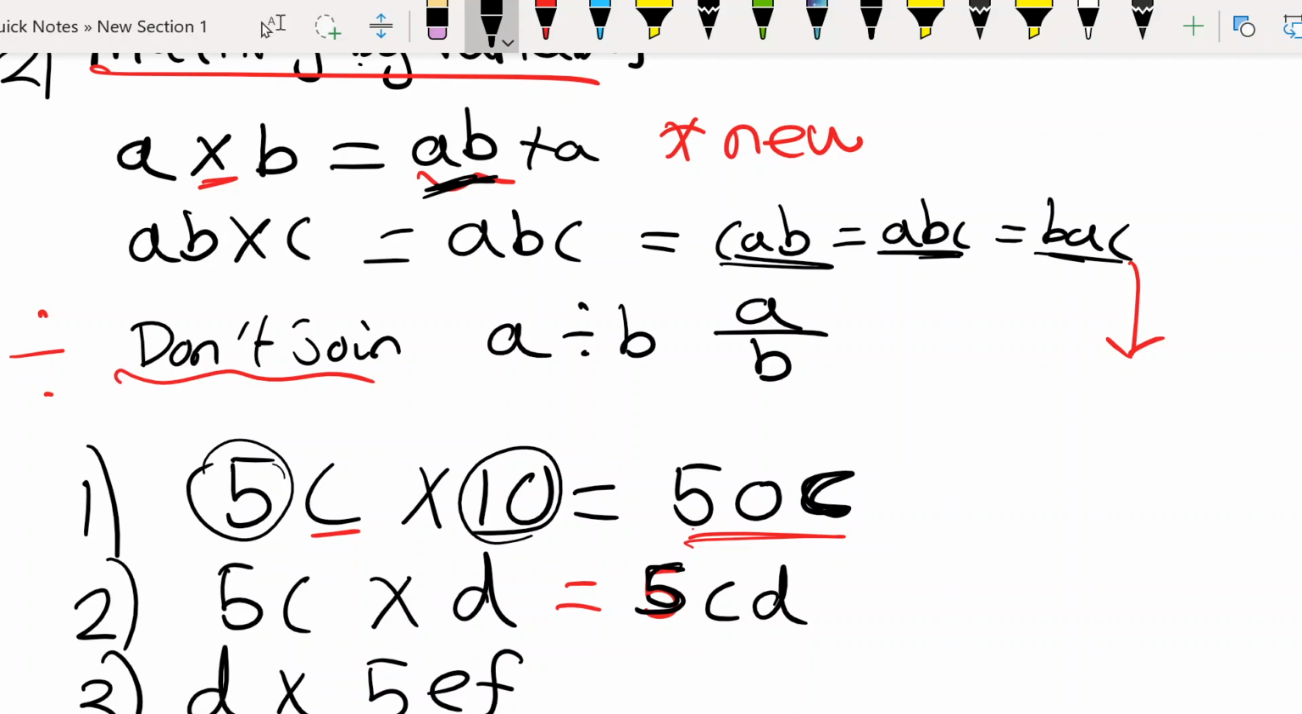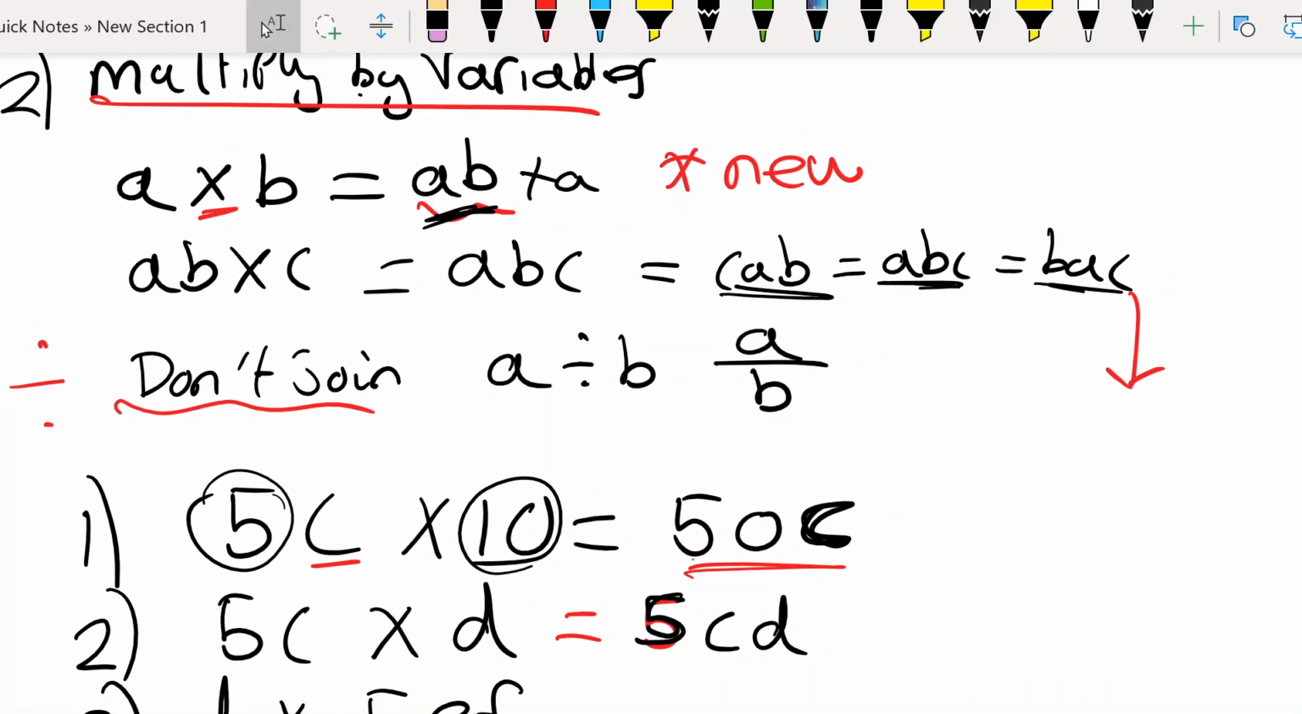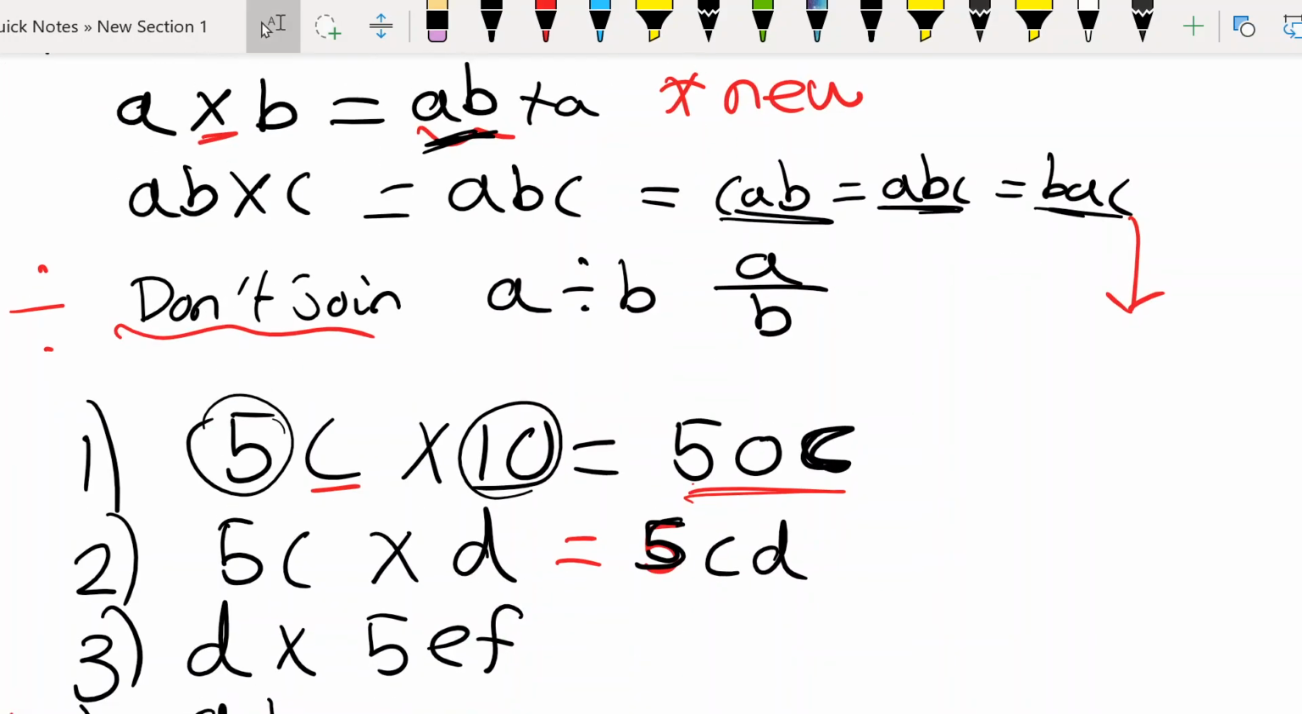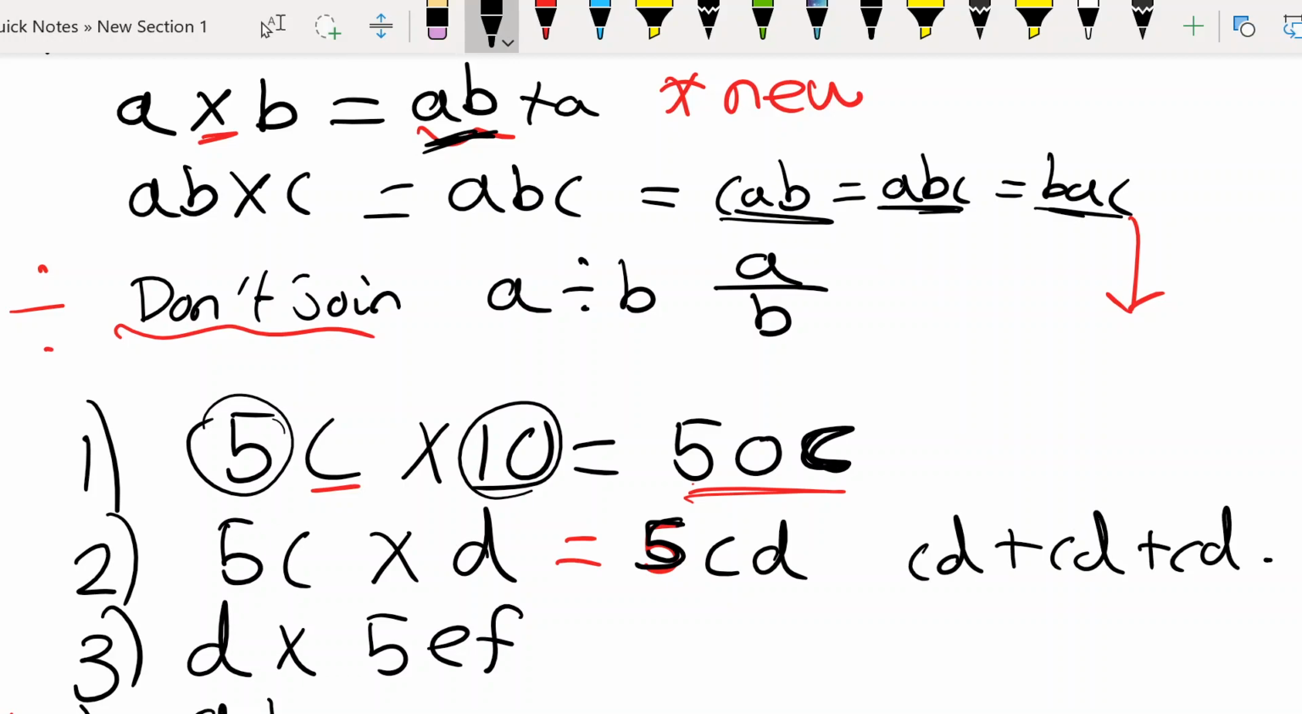Okay? That's how we usually write variables, like in the addition, because multiplication is repeated addition. 5CD is CD plus CD plus CD plus CD plus CD, okay? When you add variables, it's the same thing, you just add your new variables up, like this. How many have we got? 1, 2, 3, 4, 5, so we've got 5CD, okay?